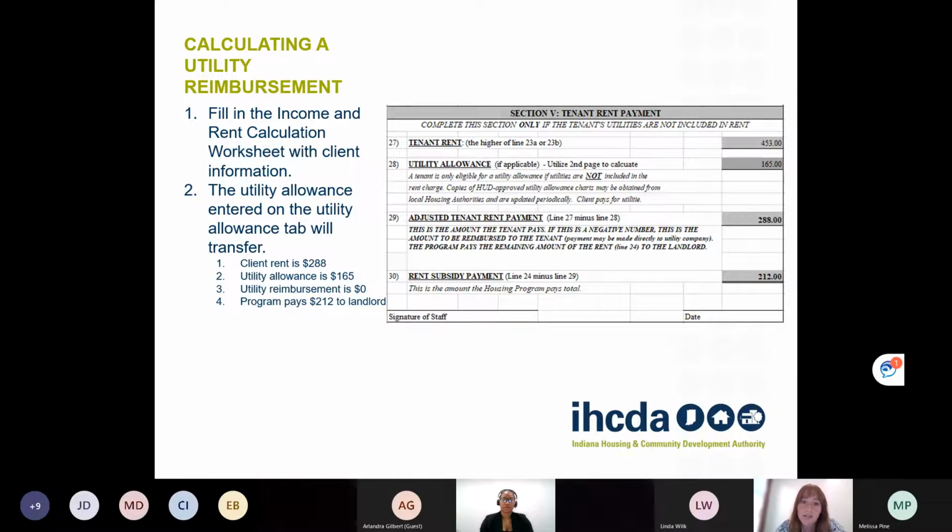In this example, the client does not receive a utility reimbursement because they have enough money to cover that allocated utility expense, and the program would pay $212 to the landlord, which would bring up the client's $288 contribution to the full $500 rent.